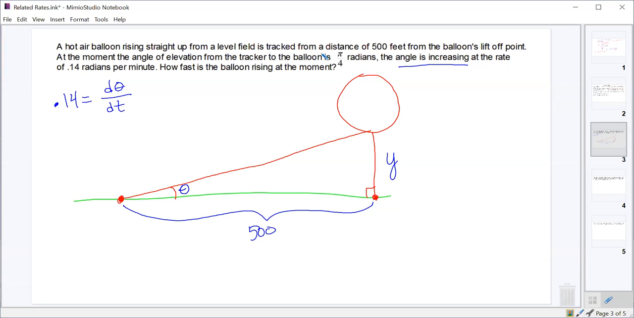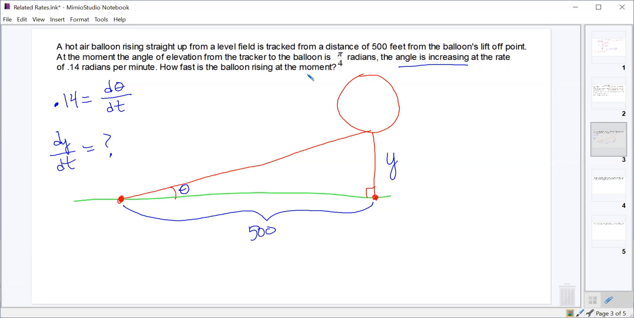Okay. We want to know how fast the balloon is rising. What is that a change in? With respect to what? With respect to time. So dy dt is what we are looking for. We want to know how fast that balloon is rising. We want to find dy dt.